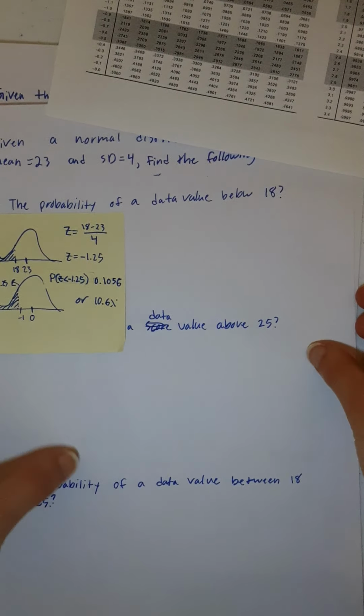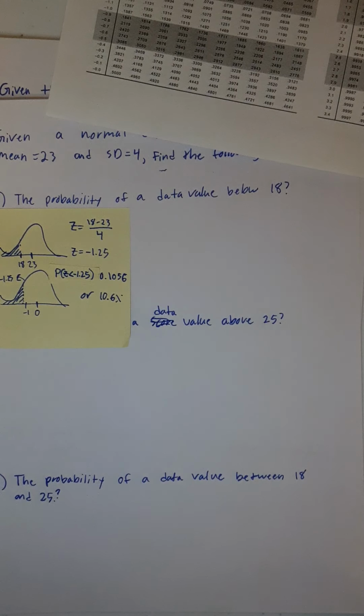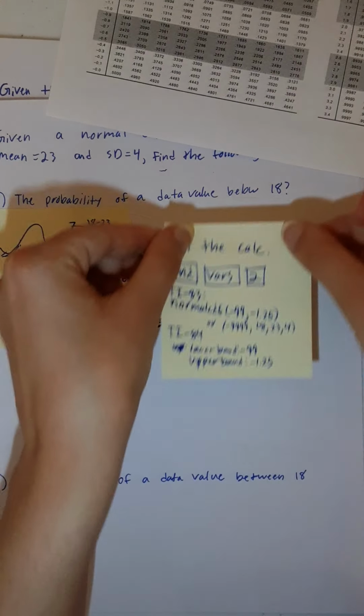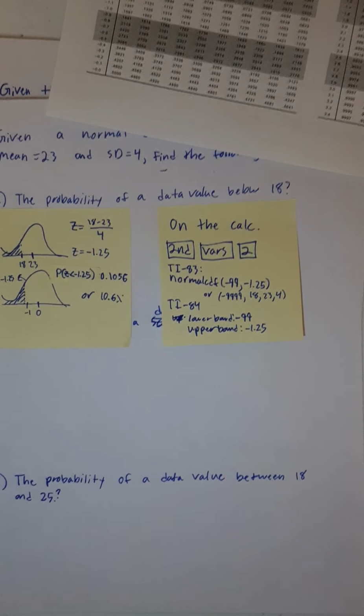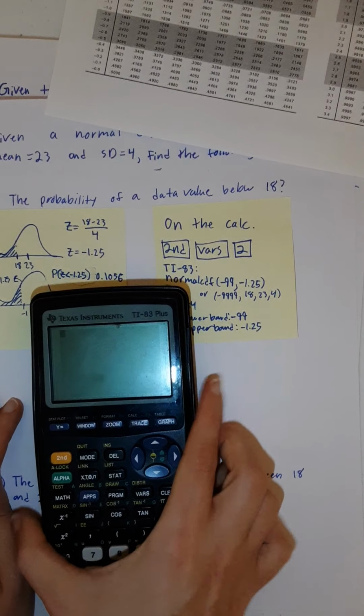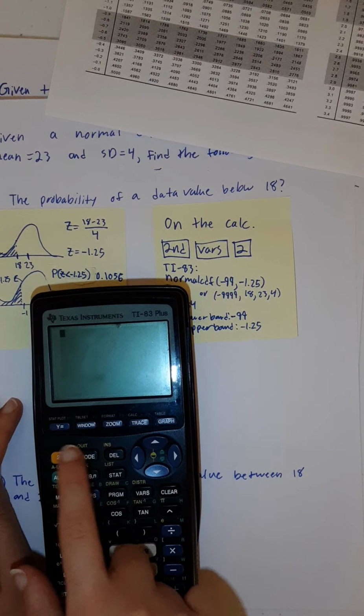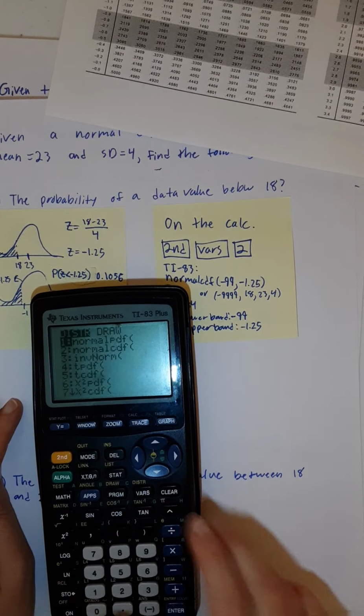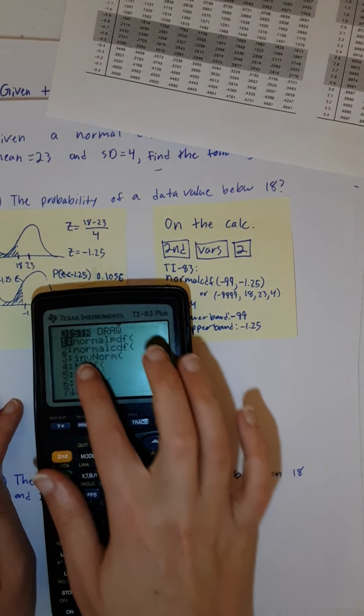We also have another method using a graphing calculator. So if we use a graphing calculator, we need to first find a new menu. How we find that menu is we go second, vars, and then we're going to go to number 2.